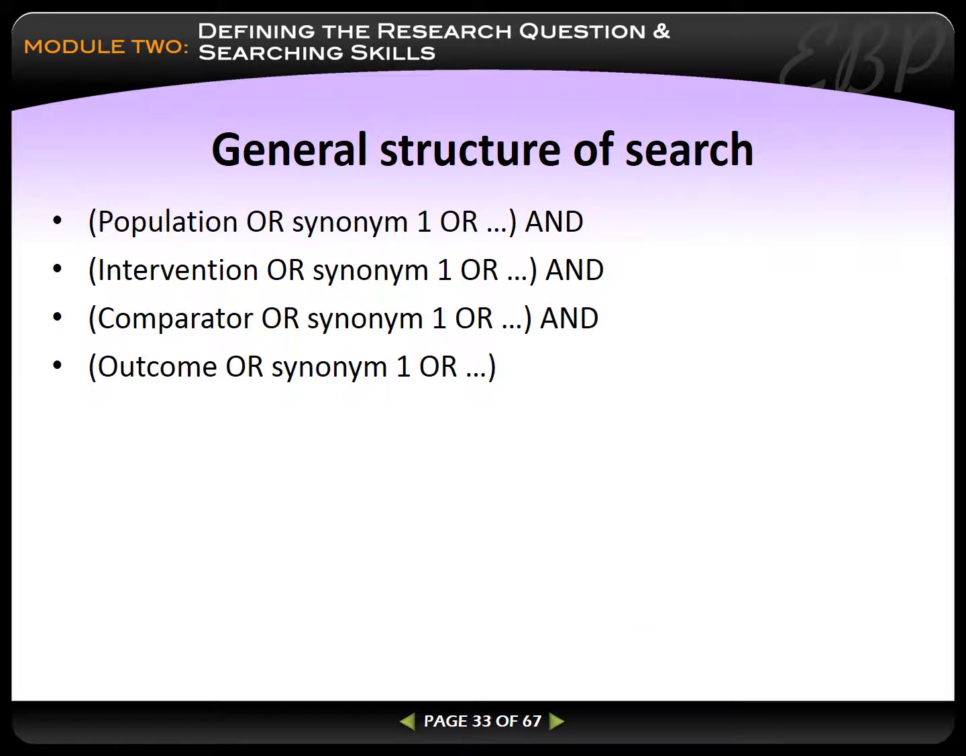So the general structure is to have a population, and you can use OR, AND, the intervention, the comparator, and the outcome. So this might be child or children, the intervention. As you can see, you can choose a couple of different terms, and manual therapy. So this, say, for the intervention.